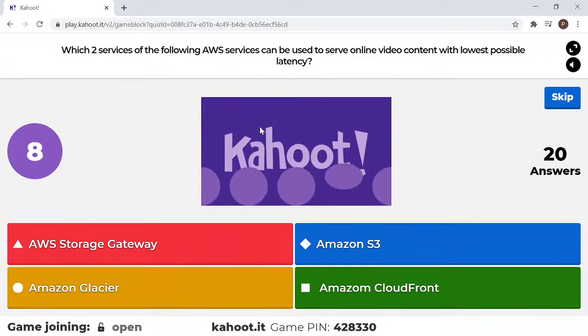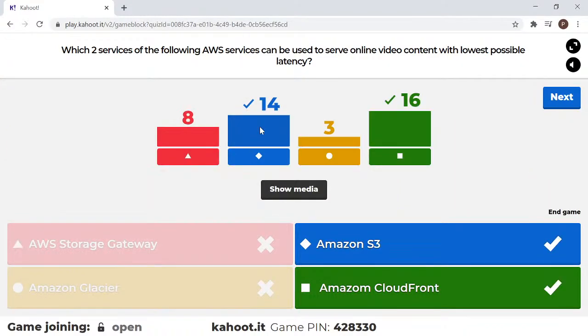That's a typo for Amazon CloudFront. It has been Amazon, not Amazon. So my apologies for that.